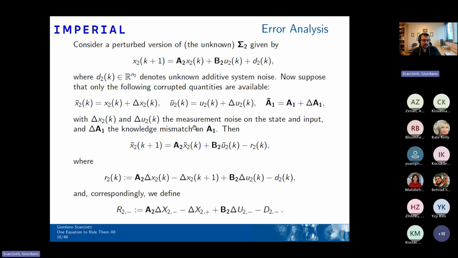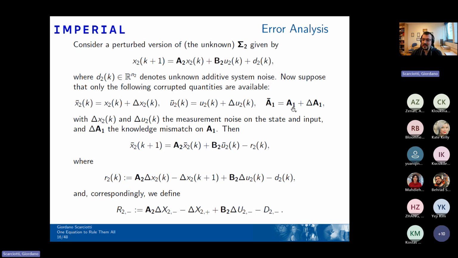What about noise? So let's do an error analysis. All the results presented so far are in the case in which there is no noise. Let's consider the case in which there is noise. So we consider the case in which the sigma 2 system has some process noise, d2 of k. You can think of this as a nonlinearity, for instance. We assume that there is noise on the measurements of the states, so we have X2 bar, which is X2 of k plus some noise. There is noise on the input.